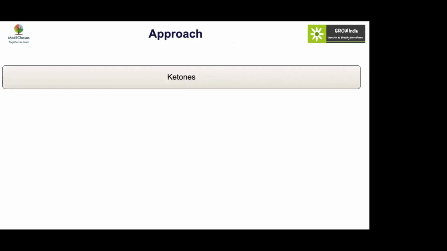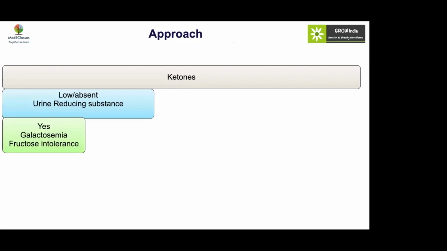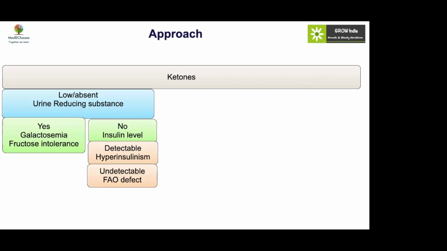Finally, the approach: look at ketones. If ketones are low or absent, do a urine reducing substance. If it is positive, think of galactosemia or fructose intolerance. If there are no reducing substances, look at insulin levels. If the insulin is detectable, it is hyperinsulinism. If undetectable, it is a fatty acid oxidation defect.